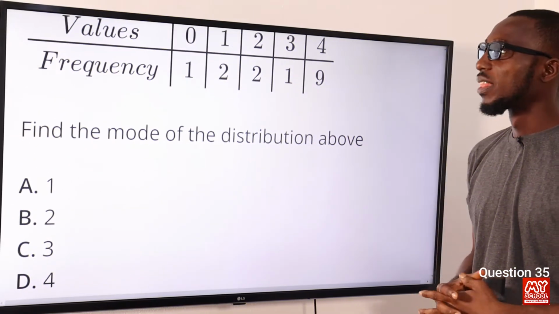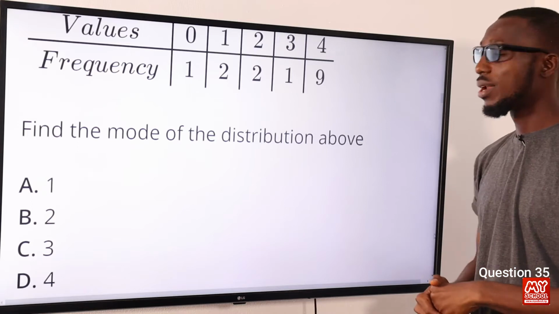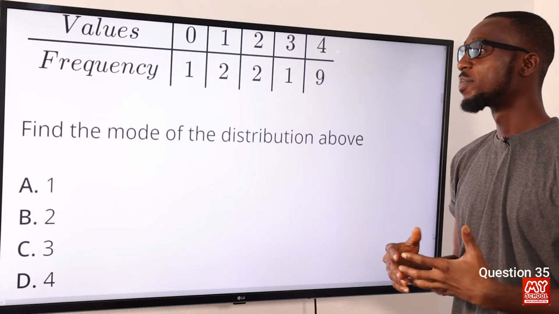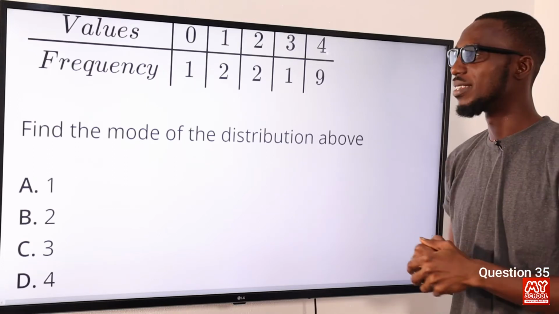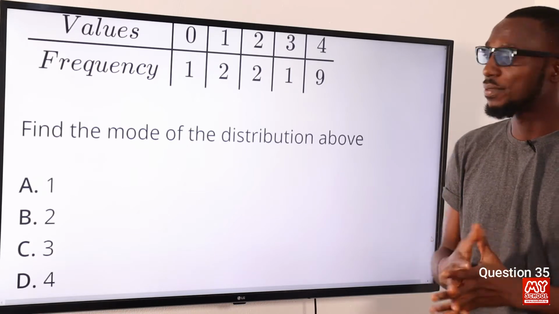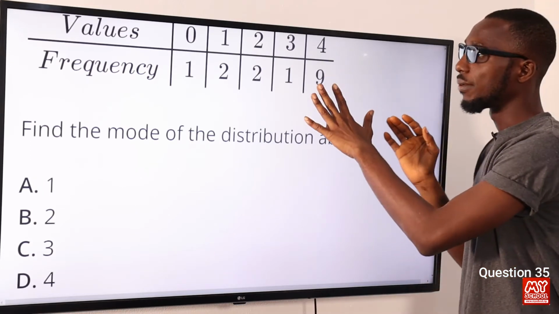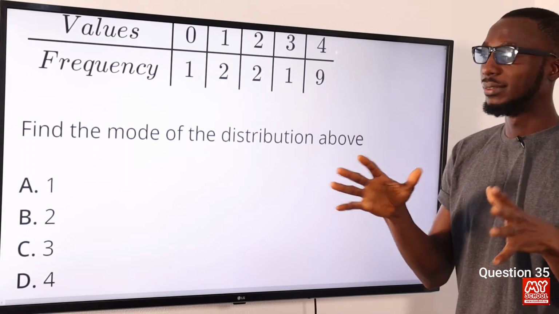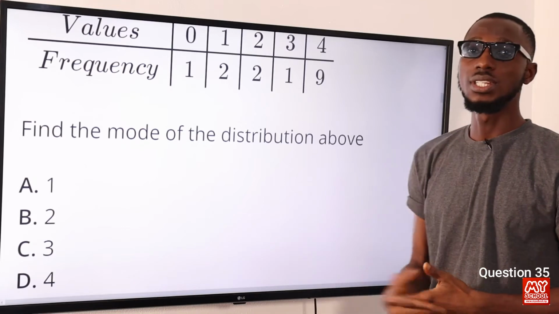35. We have values against frequency, so we are asked to find the mode of the distribution above. All right, so when you're talking about mode, you can refer to a value that has the highest frequency. So which of the values here has the highest frequency? At first indicates the highest frequency, that is 9. So which of the values has the frequency 9? That value is 4. So the mode is 4. Option D is the correct option.